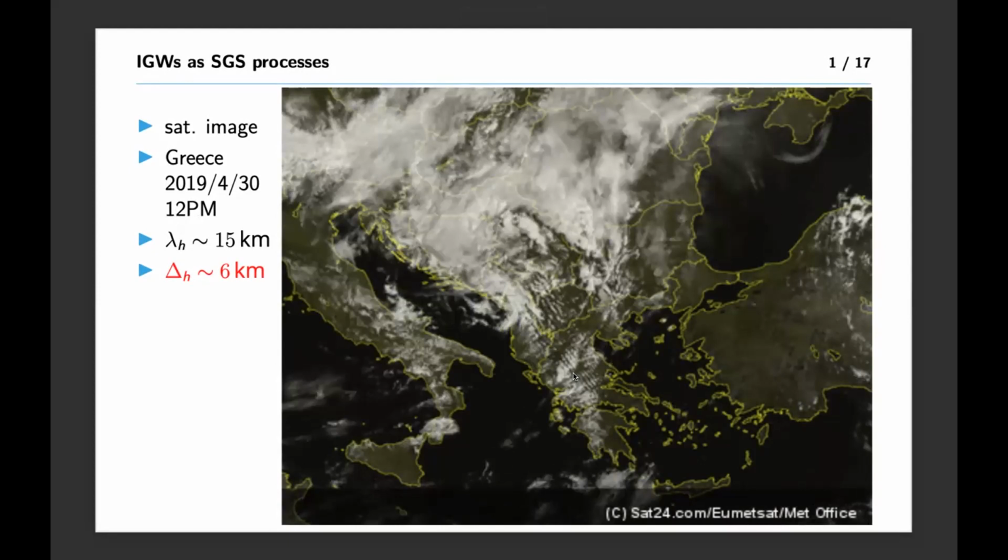We know they do make a difference. They are quite important in the atmosphere. And these have a wavelength of around 6 kilometers at 15 kilometers, and a typical resolution of a high resolution weather forecast model is around 6 kilometers. So those would not be properly resolved.